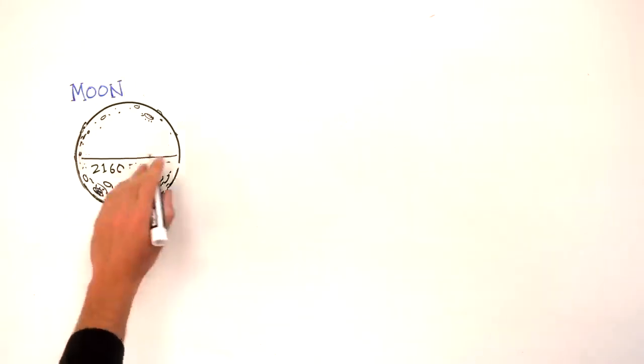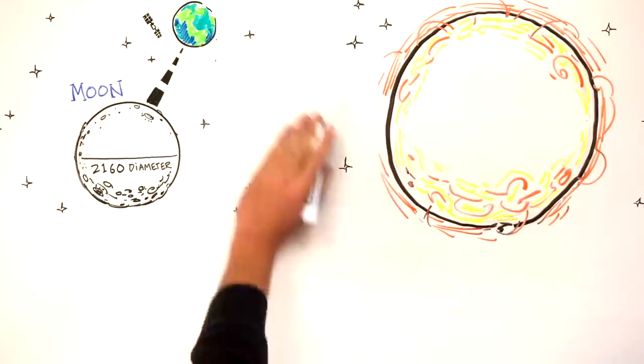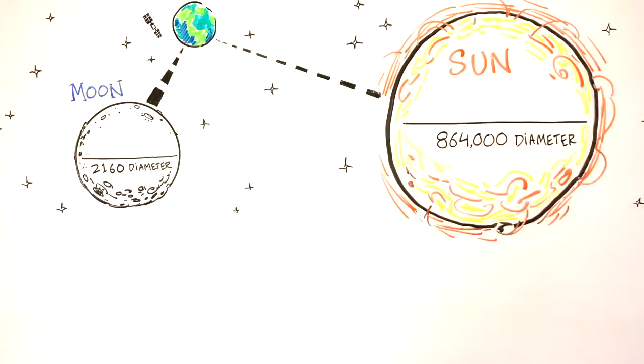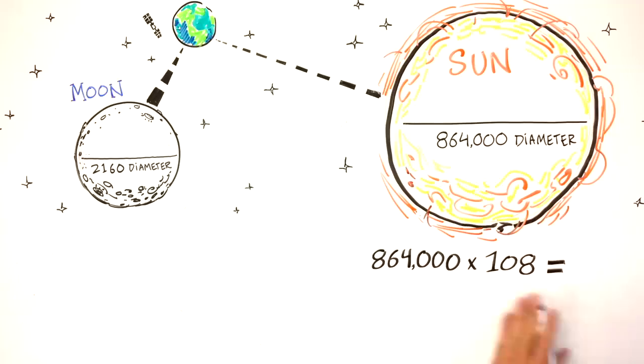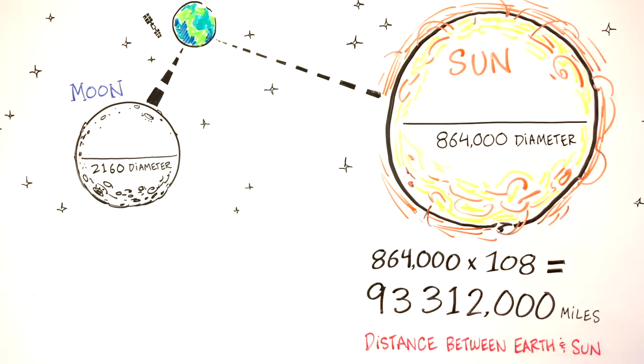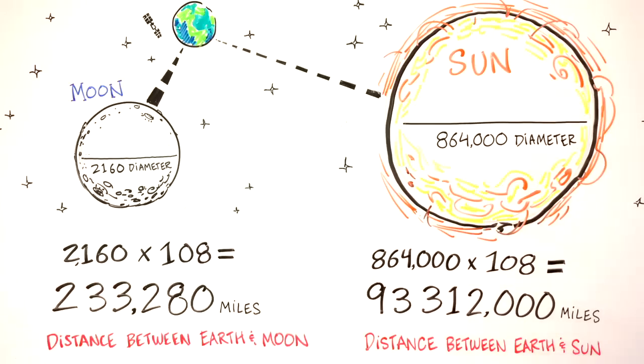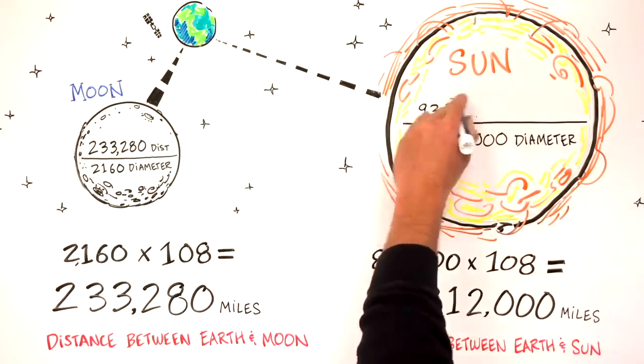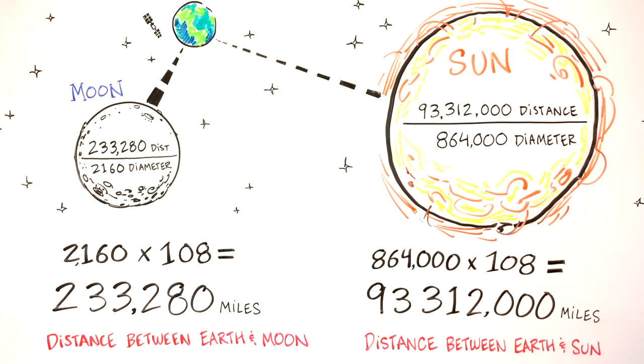As we've learned now, the diameter of the moon is 2,160 miles, the diameter of the sun is 864,000. As it turns out, if you take the diameter of the sun and multiply it by this number right here, it gives us the distance between the earth and the sun. And if we take the diameter of the moon, which is 2,160, multiply it by the same factor of 108, we discover that we now have the Earth-Moon distance.